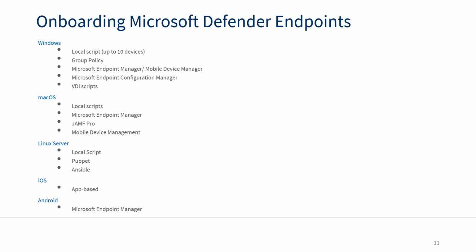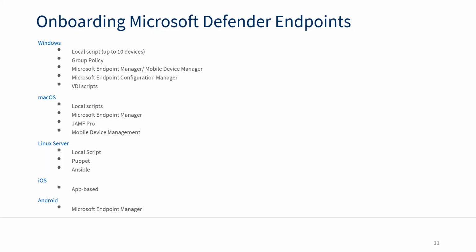And the way that you onboard or get the devices connected to your environment are through, for Windows, there's local scripts available, the script can do 10 devices at a time, which you have to kind of rerun to continue to add devices. You can use group policies within your Active Directory to add the Windows devices. You can use Microsoft's Endpoint Manager, MDM, which is Intune. You can use Microsoft's Endpoint Configuration Manager or VDI scripts.